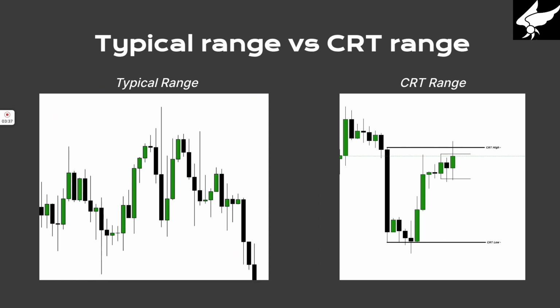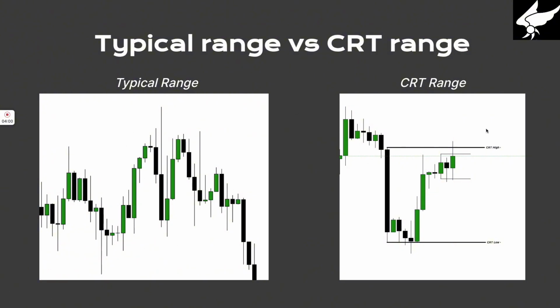So, a lot of you guys may be confused. What is a CRT range and what is a typical range? So a CRT should be very, very obvious. It should not be hard to spot. For example, right here on the left, you're going to see a typical range. No true CRTs are forming in this range, as you can clearly see.